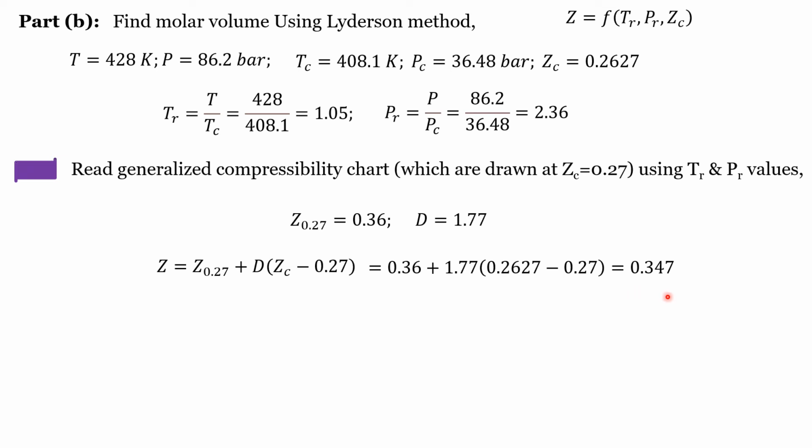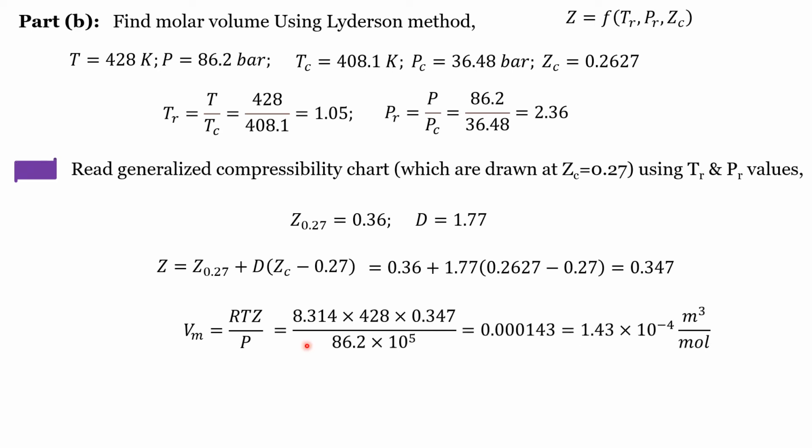0.347. Now we can estimate the molar volume, because we can write molar volume equal to RTZ by P. Here Vm is molar volume, that is volume per unit mole. After putting all values, because T is given in the problem and just now we have estimated the value of Z, and P is also given in the problem, we will get molar volume.